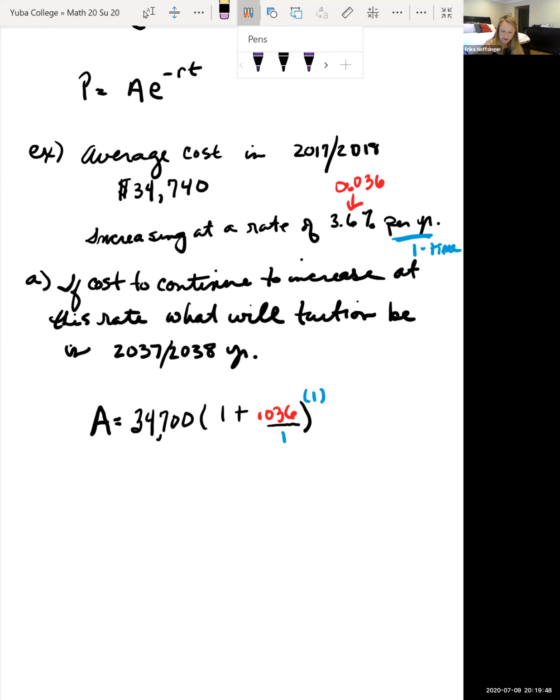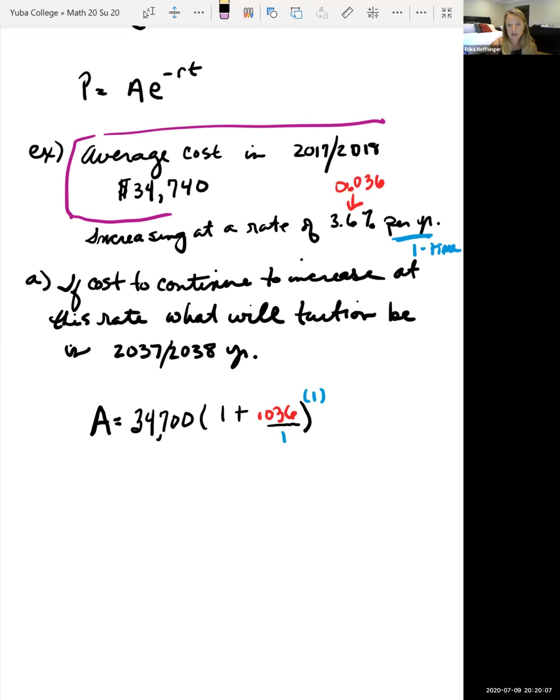Why did you make it 34,700? Because that was the cost of tuition back in 2017-18. Technically, if they give us a certain amount at a certain time period, we're usually going to use that as our initial amount. Yeah, isn't it 740 though? Oops, you're right. There I go again. 34,740.